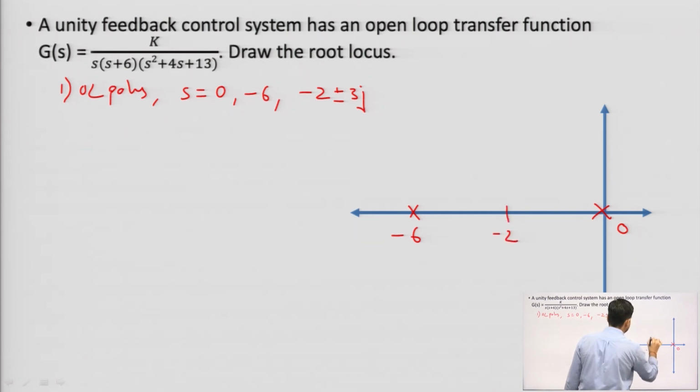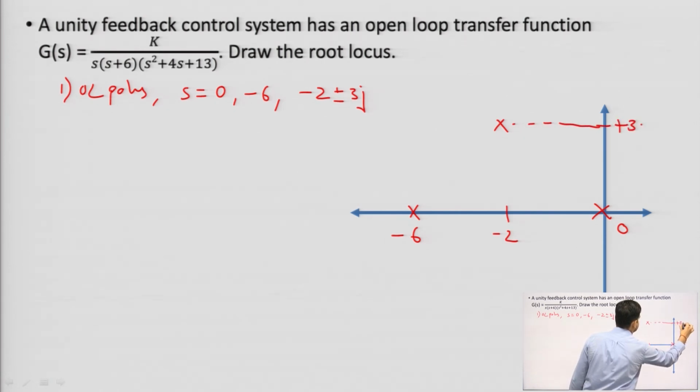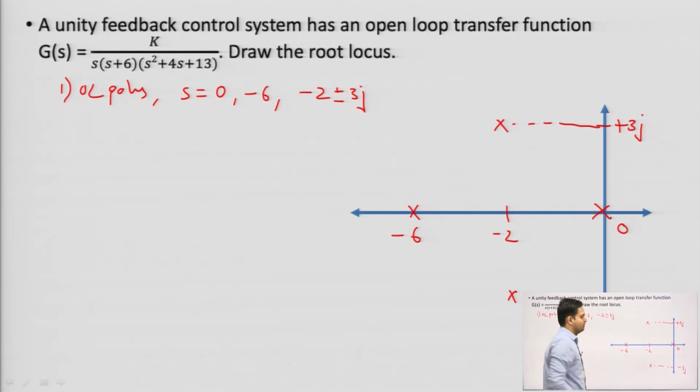Suppose this is minus 2 and this value is here plus 3j. In the same way, this value is here minus 3j. So, this is the location of the poles, right. Now we need to calculate the angle of departure. Before that, we would like to calculate the valid region on the root locus. Okay, so let's see how we can calculate it.